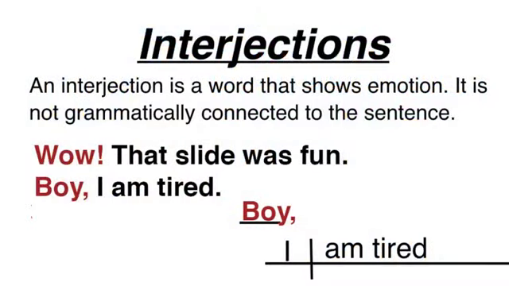And last but not least is number 8, interjections. An interjection is a word that shows emotion. It is not grammatically connected to the sentence. Wow, that slide was fun. Boy, am I tired. And they're all diagrammed all alone at the top of the diagram, as you see here on the slide.